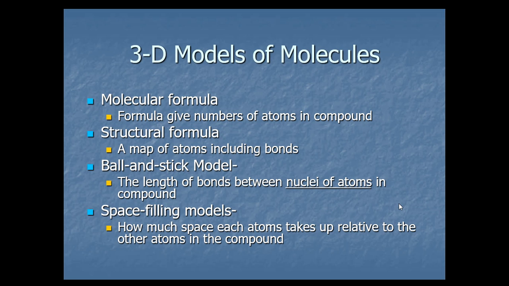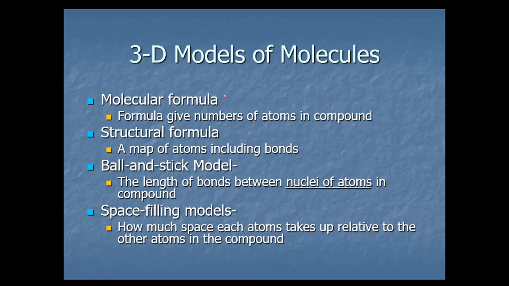Today we'll be talking a little bit about three-dimensional models of molecules and how that is related to molecular geometry. When we identify different types of molecules, the models we use can help us determine different things about them. The molecular formula is really just giving the numbers of atoms in the compound. That model tells us what's in it, but not a whole lot about its actual physical structure.